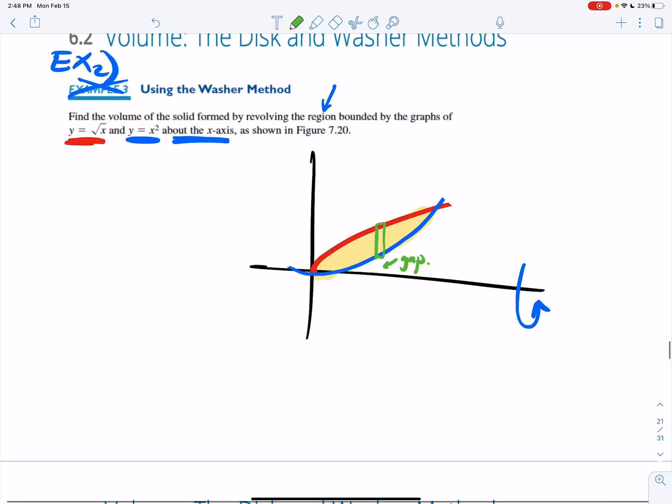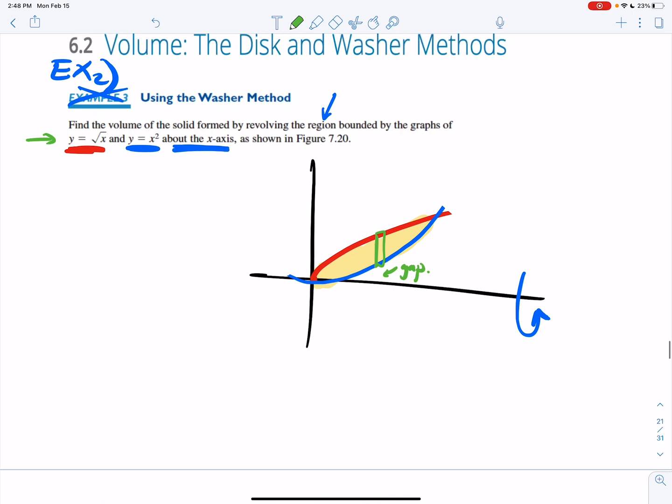So you have to know what method you're going to use here. A telltale sign is if they give you 2 functions, most likely you're dealing with a washer. There are some cases where that won't work, but we'll get to that later. Remember, a washer is the same thing as a disc, just hollowed out, so it still has to follow the model of perpendicular. What does that vertical rectangle tell you? That tells me that I will integrate with dx.